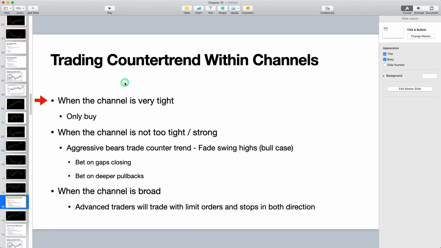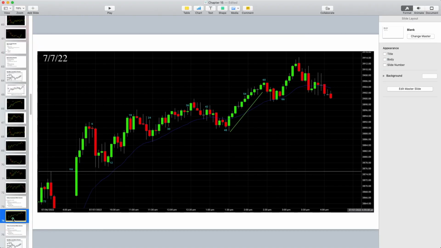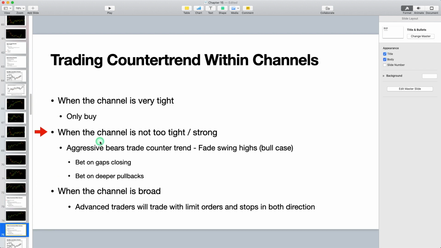Now we're going to talk about trading counter trend within the channel. So when the channel is very tight, if it looks something like this, Al says only buy. So this is a micro channel, but it's very tight, only bull bars. Traders should just be looking to buy. But there are times when the channel is not so tight, it's not very strong, where aggressive bears will trade counter trend. So they'll fade swing highs in a bull channel. And this is when the bars are not too big, there are tails, there's opposite trend bars.